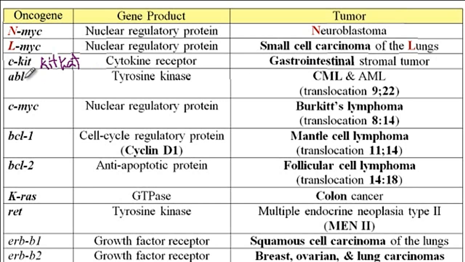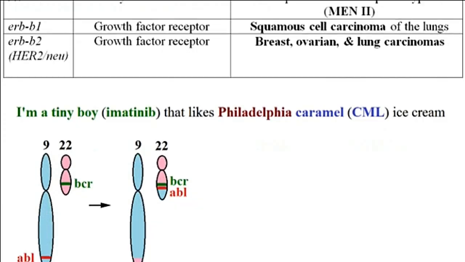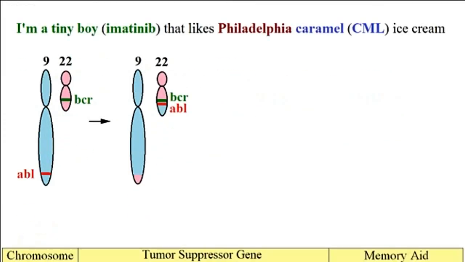The next oncogene is ABL, which is a tyrosine kinase that can lead to the development of chronic myelogenous leukemia as well as acute myelogenous leukemia. And then if AML undergoes blast crisis, then it would convert into ALL. So let me review this ABL gene with you in a little more detail, because this is a very high yield topic.